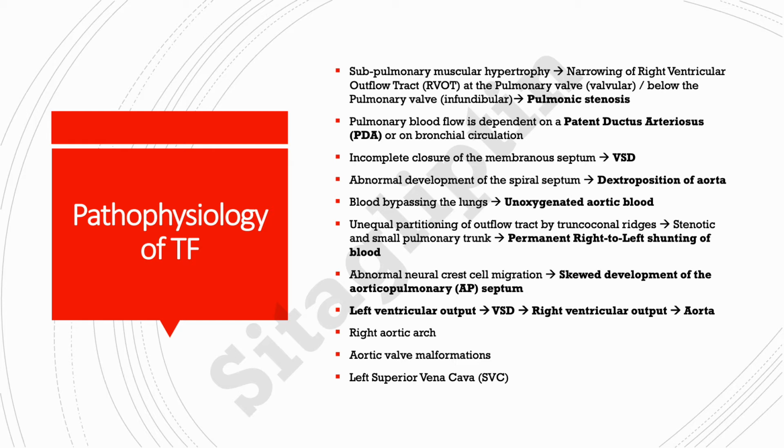Abnormal development of the spiral septum, this would lead to dextroposition, straddling, or overriding aorta. Now, as I mentioned before, you need to have sufficient knowledge of the septas, the ostia, and everything else associated with embryological development of the cardiovascular system in order to grasp the pathophysiology of Tetralogy of Fallot.